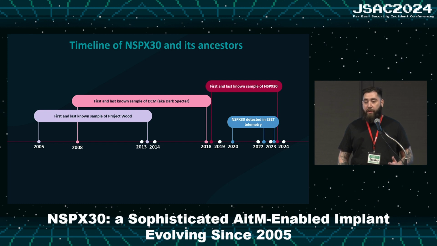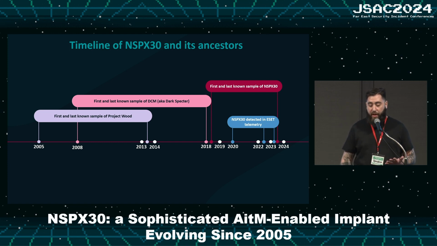Project Wood is the earliest ancestor of the modern NSPX30 implant, dating back to at least 2005. Many variants were created from Project Wood with new features or different file arrangements. One of them was named DCM, also known as Dark Spectre, and it was active for almost a decade. We believe that NSPX30 is the successor of DCM.